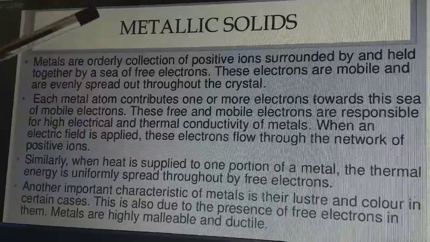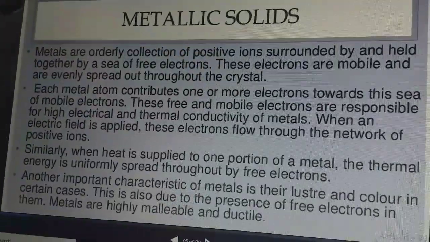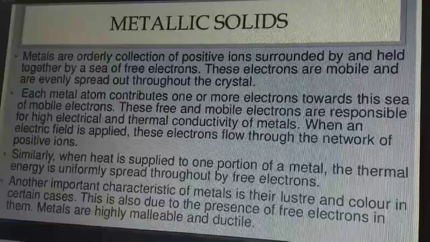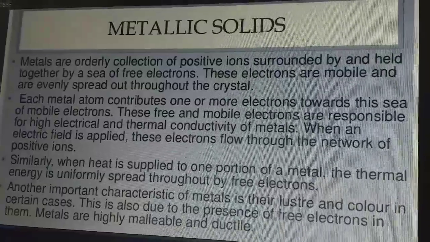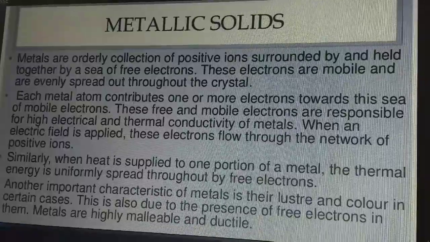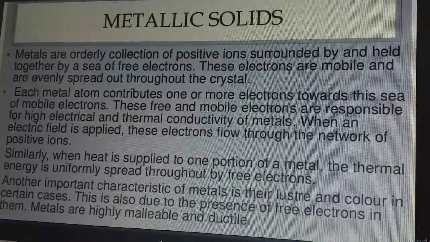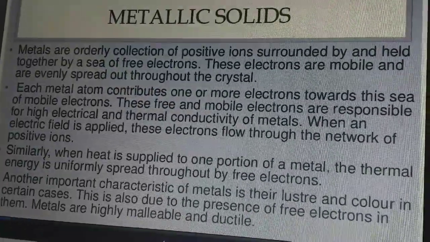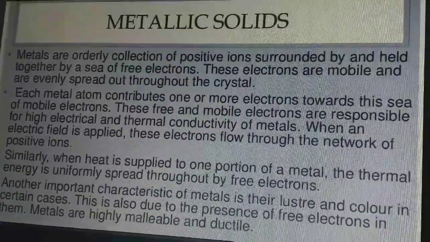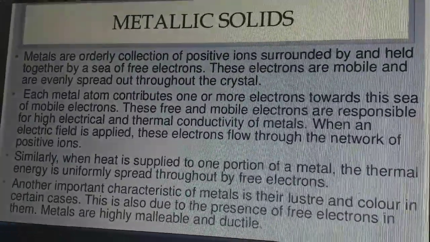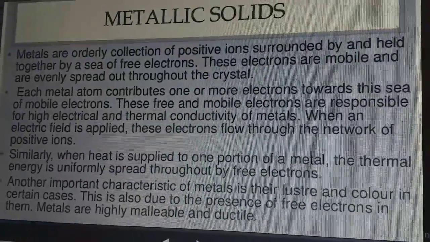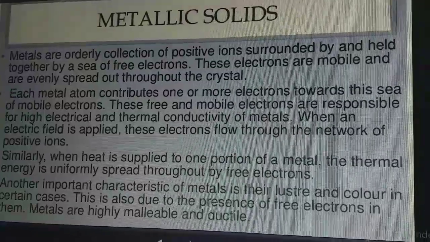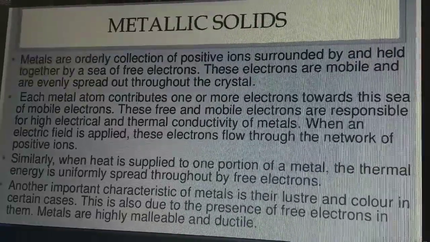Now coming to the third type, that is metallic solids. Metals are an orderly collection of positive ions surrounded by and held together by a sea of free electrons. Suppose you take an iron rod, it is made up of iron atoms, and each iron atom has outer shell electrons, inner shell electrons and nucleus. The inner shell electrons and nucleus are collectively called the positive kernel, kernels we say. And the outermost shell also has electrons. That shell we call what? Valence electrons.